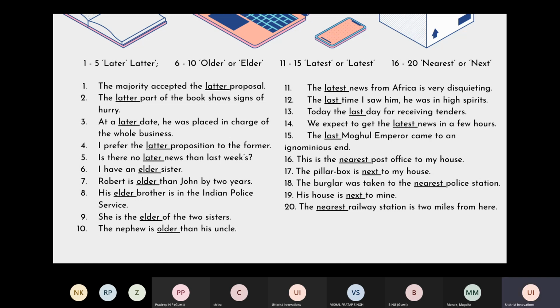Okay, Nikita is counting. There is an issue with my mic. Okay, no worries. You can type. Okay, we'll go to the next slide now.